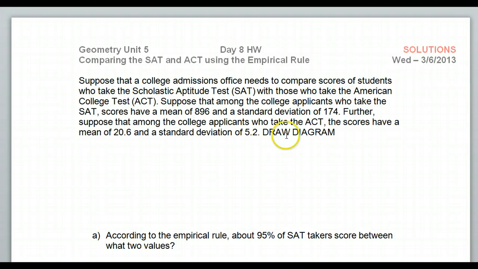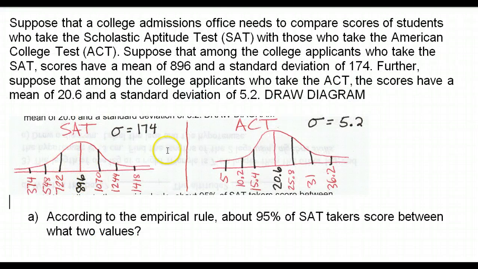Draw the diagram. All right, of course you would sketch these two diagrams by starting off with the mean of the SAT scores. That mean was 896, and so that goes right here in the middle. And then the standard deviation was 174, so we just added 174 each time as we went to the right. And then we subtracted 174 each time as we went to the left, and that's where these numbers came from.